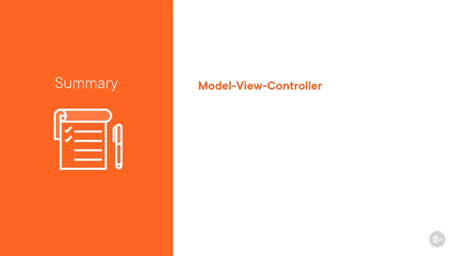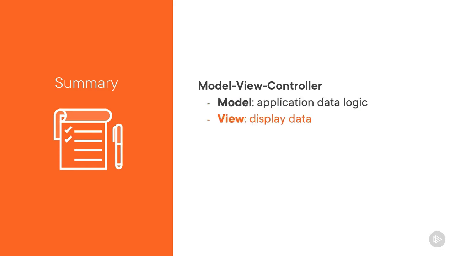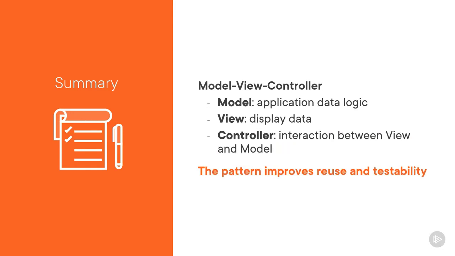We started this module by clarifying the MVC pattern, which stands for Model View Controller. The model handles the logic for our application data. The view represents the parts that display data. In case of an API, that's the data, typically in JSON format, returned from API calls. And the controller handles the interaction between view and model. This pattern leads to more reuse and better testability.